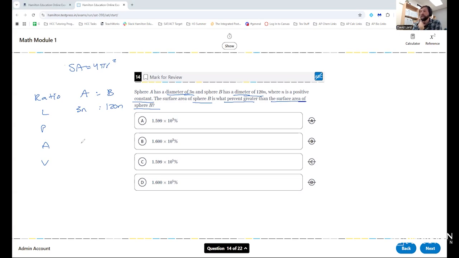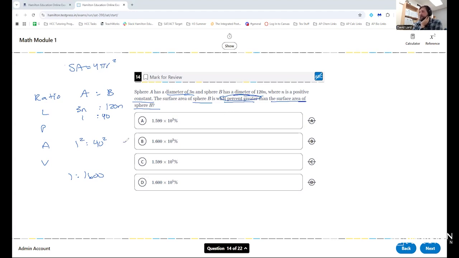Well, one thing I know about surface area is it's going to be the scale factor squared. Now, I might want to simplify this first, so I'm going to divide both sides by 3n. That's 1 to 40. Now, to go to the scale factor, I'm going to square both of them. So it's going to be 1 squared to 40 squared, or 1 to 1600. All right, so we're almost done. But it said what % greater is that?